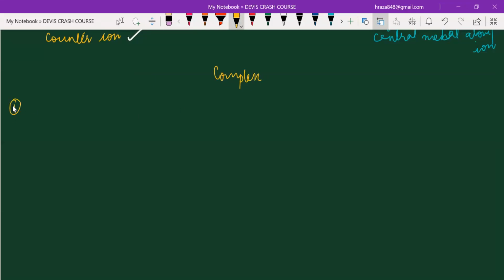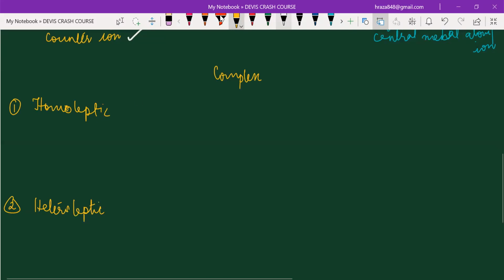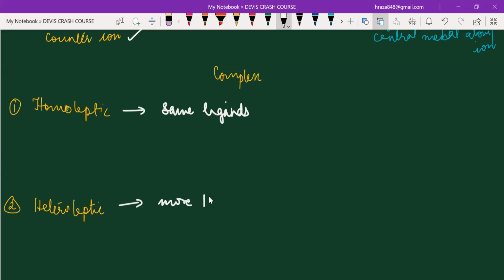One is homoleptic and another is heteroleptic. So see, it's very easy to understand. Homoleptic means a central atom which is surrounded by the same ligands, and heteroleptic is one which is surrounded by different ligands, more than one different ligands. Are you getting my point?